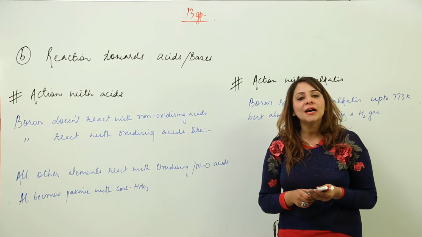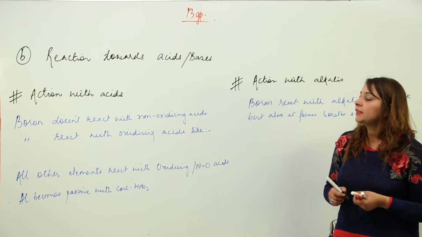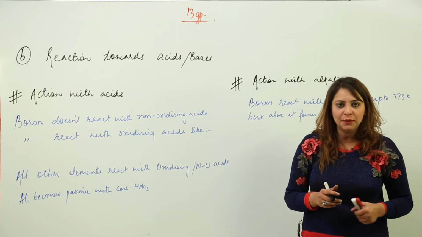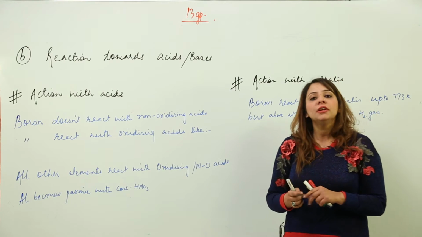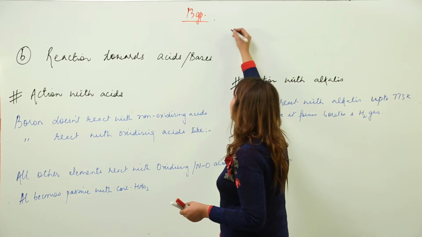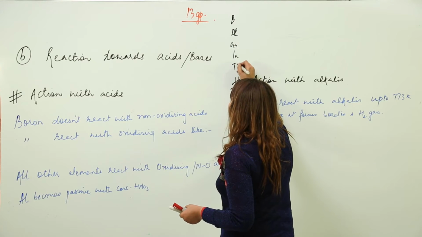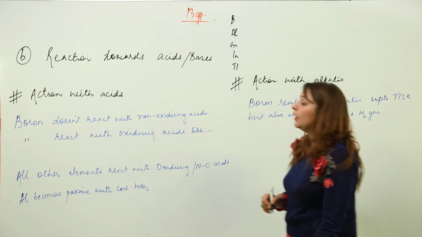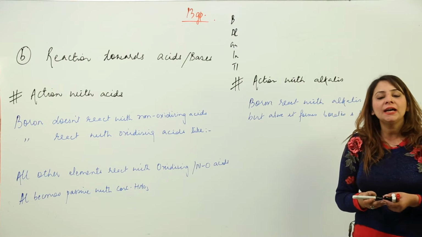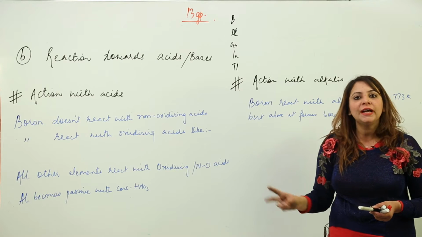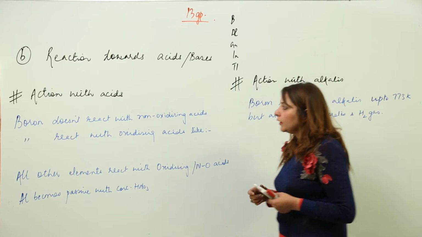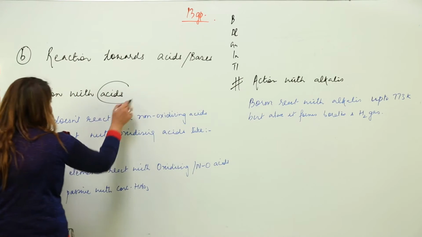Now we are going to start with another property, that is the reaction towards acids and bases. Just to recall, we know that the boron 13 group family is boron, aluminium, gallium, indium and thallium. We are going to react them with acids, as well as show a reaction with base also. First we will start with an acid.